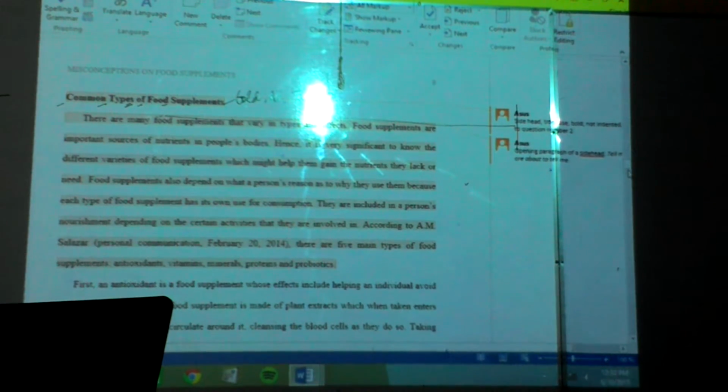It corresponds to question number 2. So then go back. What are the common types of food supplements? Nakita niyo yan? Common types of food supplements. That's it. Makes it very organized.